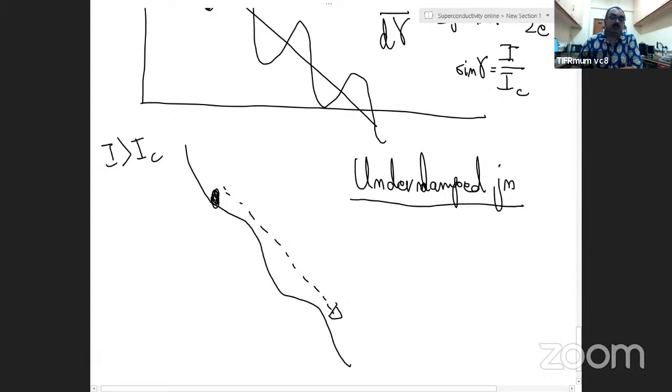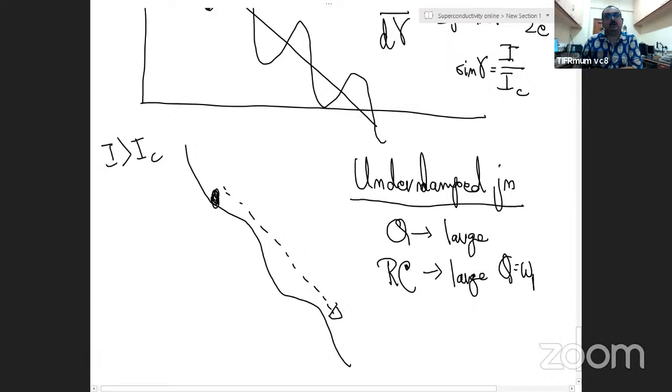So in the case of this underdamped junction, the junction has Q which is large, and Q is large means R, so essentially RC has to be large. Because remember, Q was omega p RC. All right, particularly the capacitance, it has to be large here.